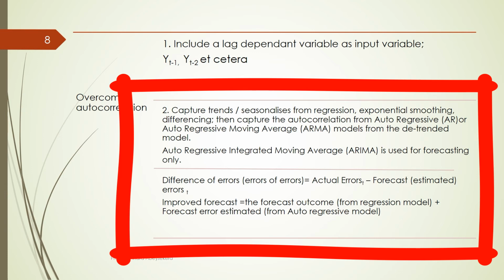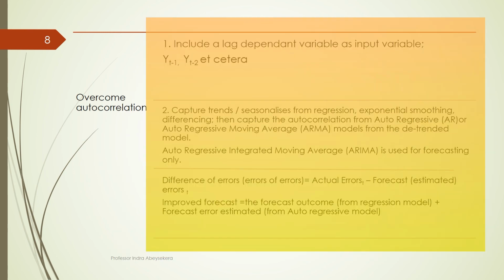For example, we have a forecast outcome or predicted outcome from the regression model. And now from the second model, we found the forecast error estimate as the errors of errors or the difference of errors. And then we can add the difference of errors into the forecast outcome or the predicted outcome. And that errors of errors is additional information about the outcome that improves the outcome accuracy. So these are some ways where we can overcome autocorrelation.